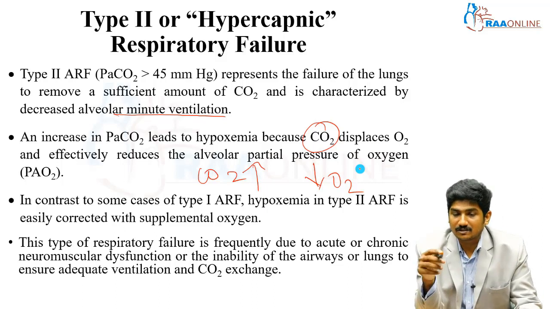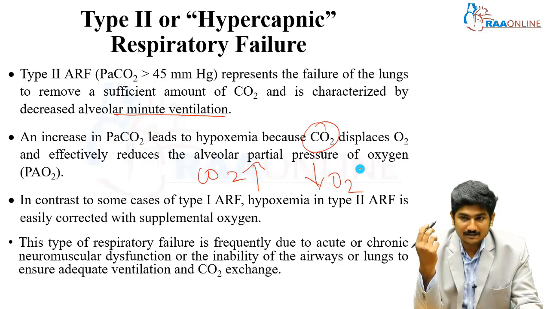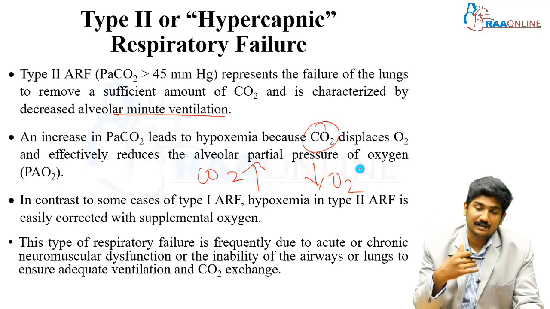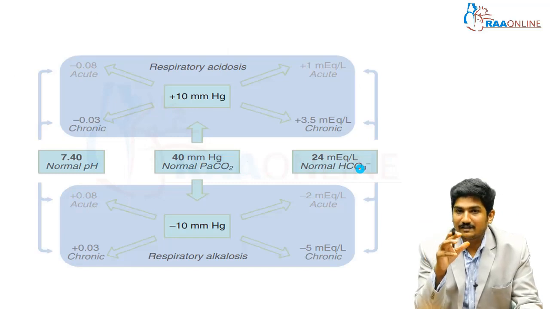So in contrast to some cases of type 1 respiratory failure, hypoxemia in type 2 respiratory failure is easily corrected with supplemental oxygen. This type of respiratory failure is frequently due to acute or chronic neuromuscular dysfunction or inability of the airway or lung to ensure adequate ventilation or CO2 exchange. Something wrong with the medulla or the brain, or through the muscle layers, or the muscle capacity to breathe properly, or electrolyte deficiencies, or the outflow tract is obstructed, the patient is not able to bring out adequate carbon dioxide.